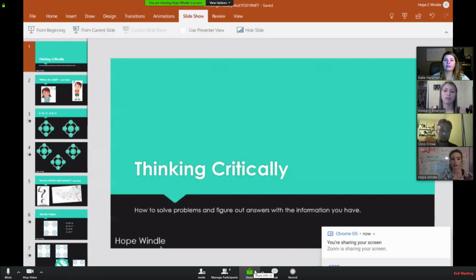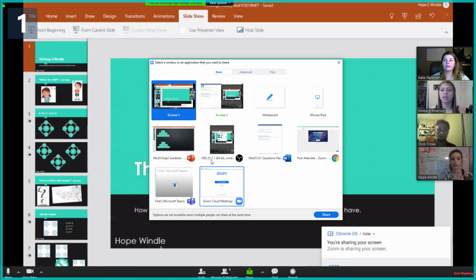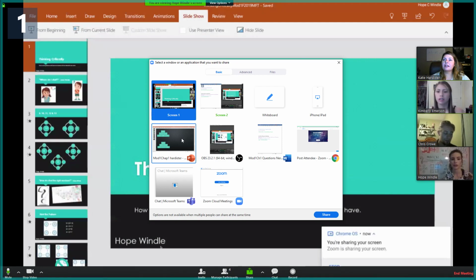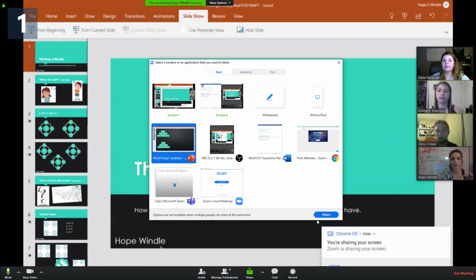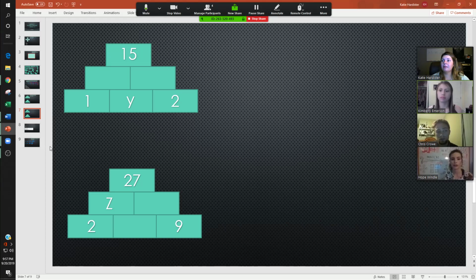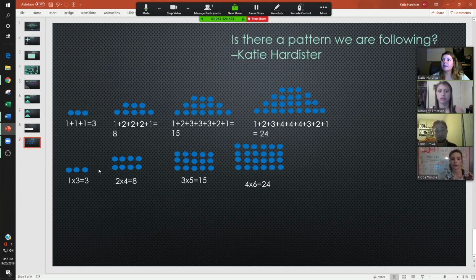Well, looking at those trapezoidal numbers, Katie, is there a pattern that we're following? You know, it does actually look like there is a pattern. Let me share my screen and maybe I can point it out. So, like Hope was saying, when we rearrange these numbers into rectangles, it definitely makes it much easier to view. And it looks like we have 1 plus 1 plus 1 equals 3. And then 1 plus 2 plus 2 plus 2 plus 1 equals 8.